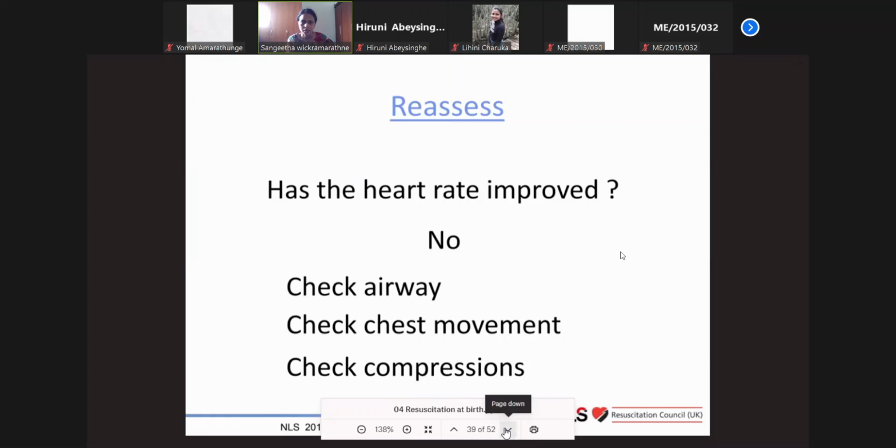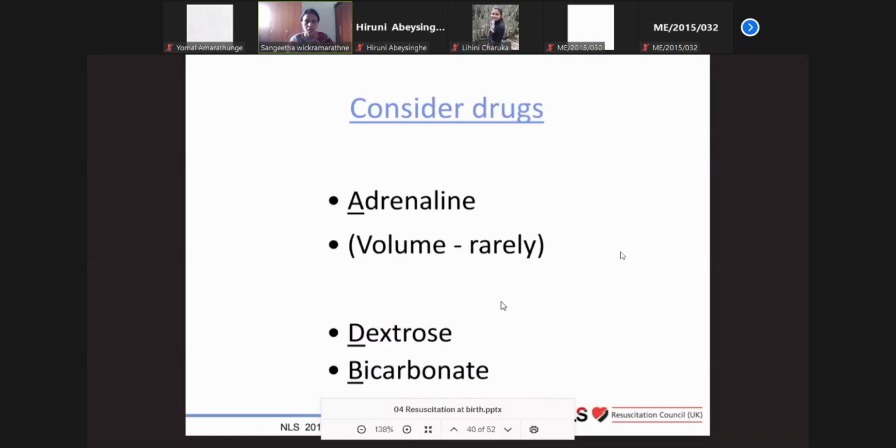Then reassess: has the heart rate improved? If the heart rate is not picking up even with your cardiac compressions, then you have to check the airway, chest movement, and the compressions. You have to review it quickly, but you also have to get ready with the drugs, right? If the airway opening is good, chest expansion is good, and you are giving effective cardiac compressions, you have to go for drugs if the heart rate is still below 60, right? So then you go for adrenaline.